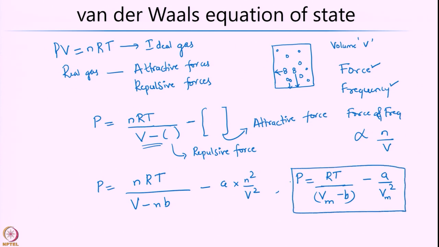That is, the pressure of a real gas is equal to RT divided by the molar volume minus a factor called b, which is a constant for a given gas, and minus a, which is again a constant for a given gas, divided by the molar volume squared. This is what is called the van der Waals equation of state, and a and b are the van der Waals constants.